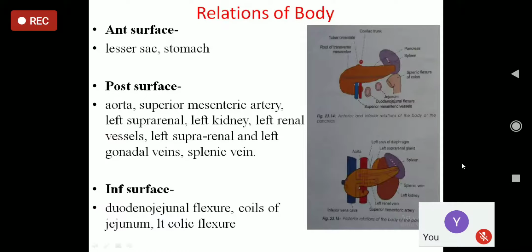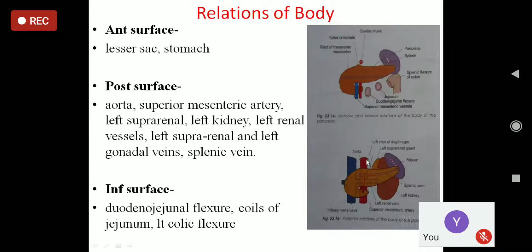So the anterior surface is related with the lesser sac of the stomach. As we discussed before, the lesser sac is the fold of the peritoneum in relation to the lesser curvature of the stomach. And the posterior surface is related with different structures. They are the aorta, superior mesenteric artery, the left suprarenal gland. So this is the left suprarenal gland, left kidney, left renal vessels, and suprarenal and the left gonadal veins.